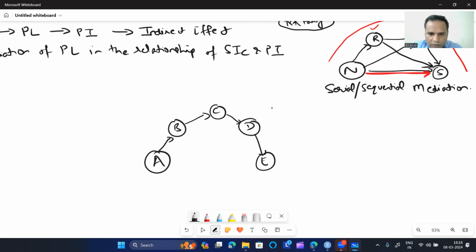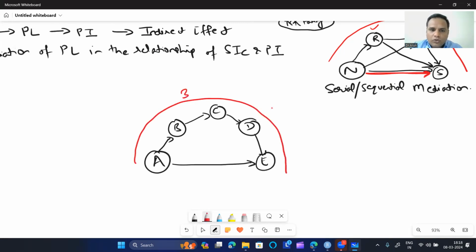So here you see there is one direct effect, from A to E. And there is also an indirect effect, where there are three mediators in the model. Again, this is an example of serial or sequential mediation. Sequential mediation. Yes. Okay.